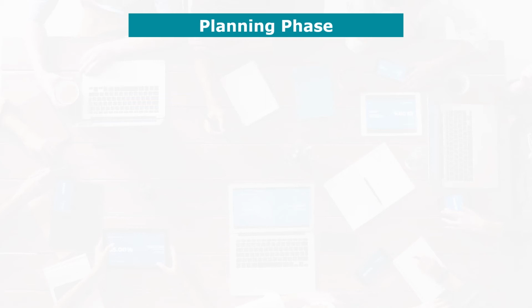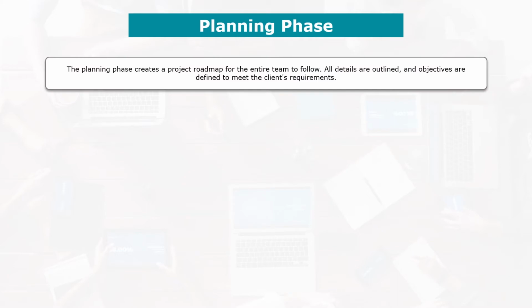Let's talk about the planning phase of a project. Once the initiation phase is complete, the project can then move to the planning phase. This planning phase is essential to create a project roadmap that the whole team can follow. It is at this stage that all the details are exposed and the objectives are defined in order to meet the requirements of the client company.